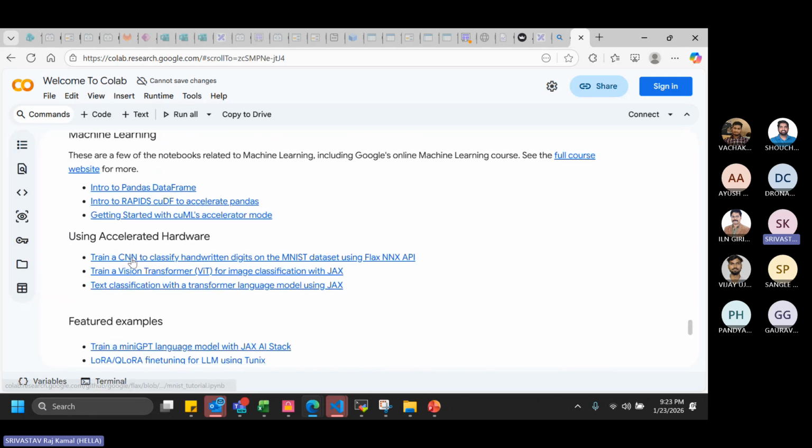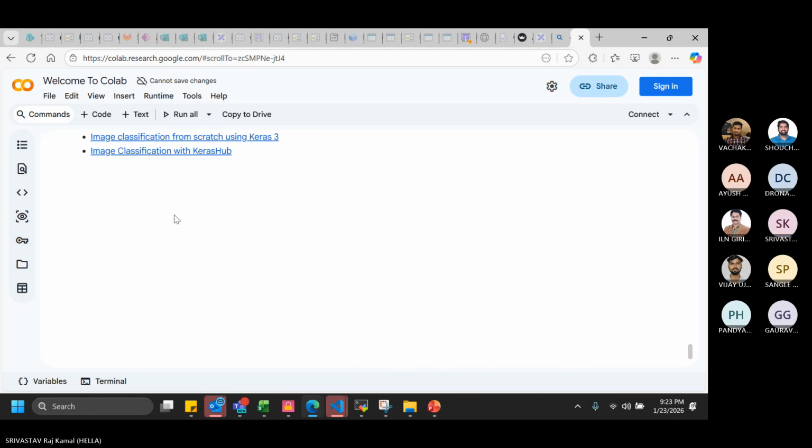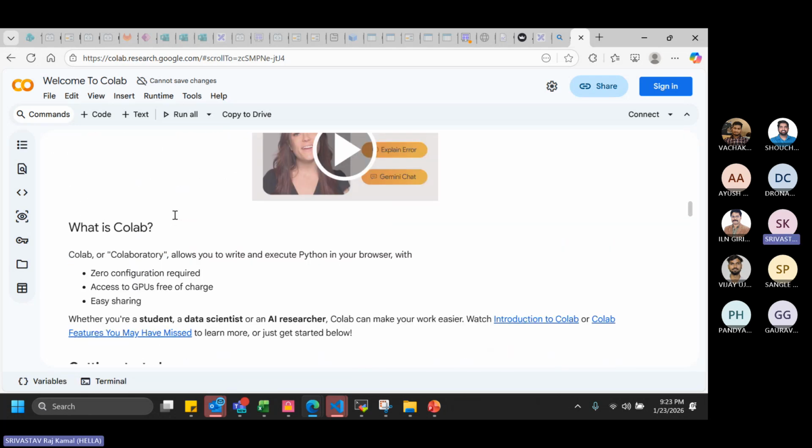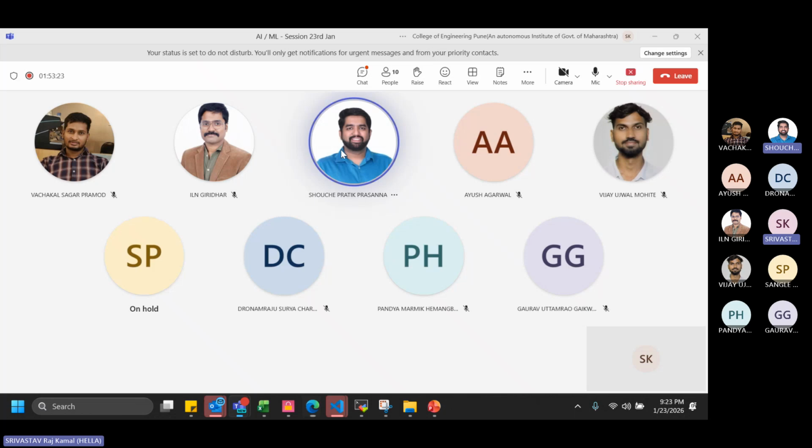How to train a neural network to recognize handwritten digits, or train a mini GPT language model. But that's okay, this would be helpful for you later in your free time. But yes, we will use Google Colab. And if anybody wants to do the Python setup, not required, but if required, let me know. I can do that. We can do that together.